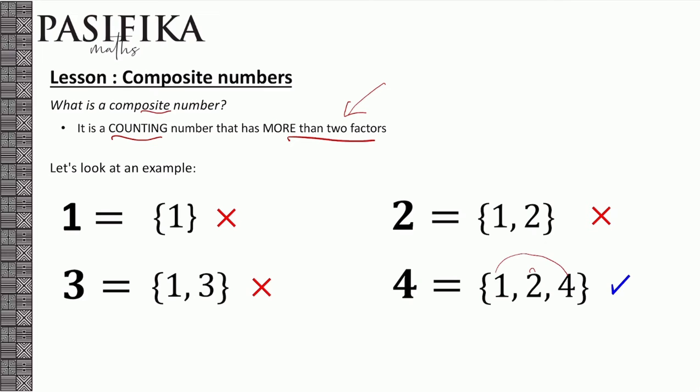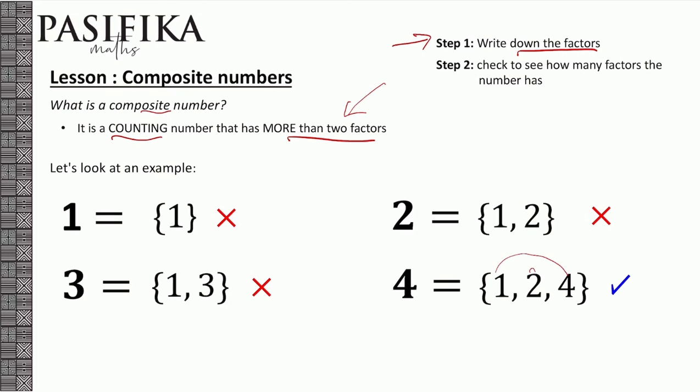Now, in order to find out if a number is composite or not, these are some of the steps we can follow. The first thing you'd do is you'd write down the factors. Once you've written down the factors, you're going to check to see how many factors the number has. And once you've done that, you can see if it's got more than two factors, then it's a composite number. And if it does not have more than two factors, it is not a composite number.